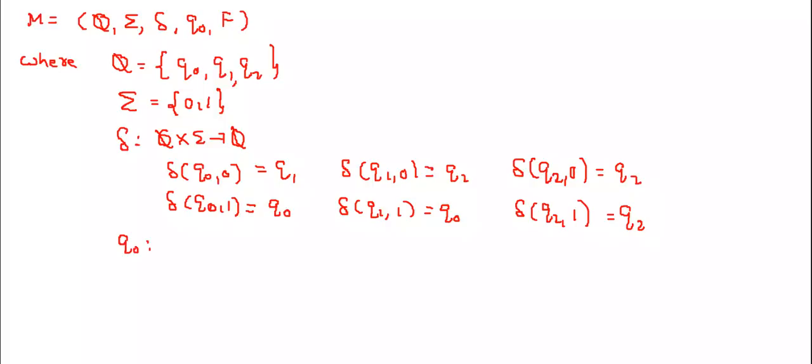What is your initial state? Your initial state is Q naught only. What is your final state? In the diagram, your final state is Q2, which is a subset of Q. So this is the way of defining the DFA in terms of 5 tuple. So like this is the process to design any type of DFA.